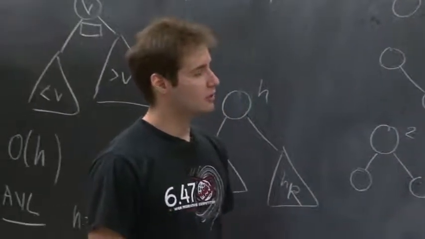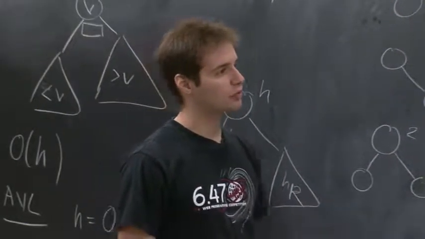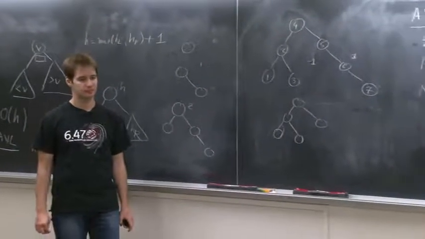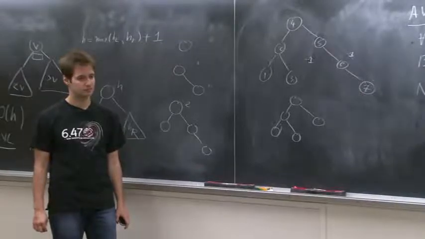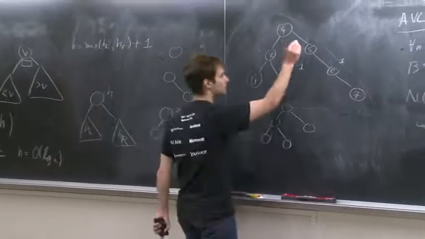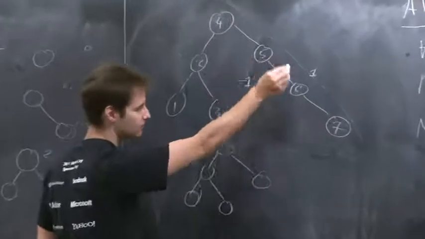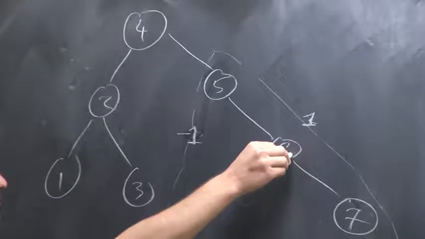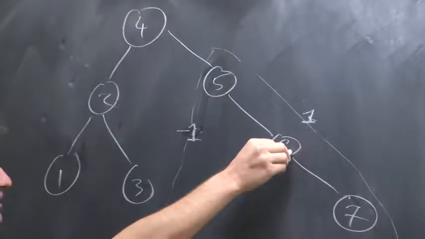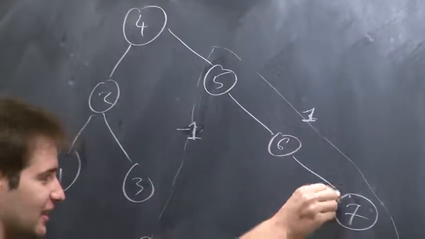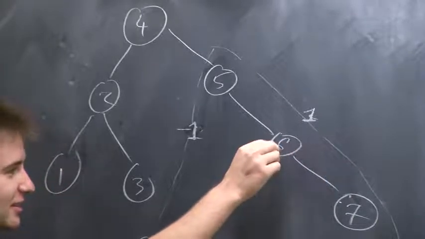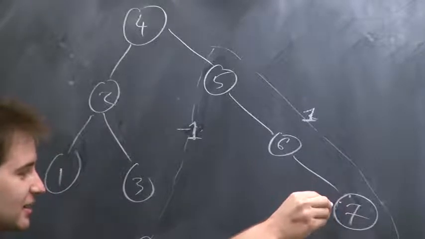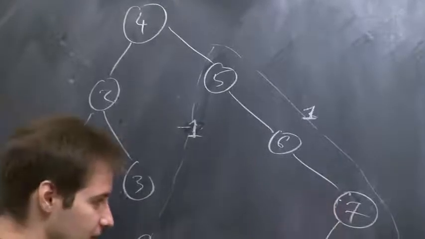How do I insert 6.5 here in this one? You take 6.5, and it's greater than 4. Then you get to 5, and it's greater than 5. Go to 6. It's greater than 6, so then it goes to the left of 7. It's less than 7.